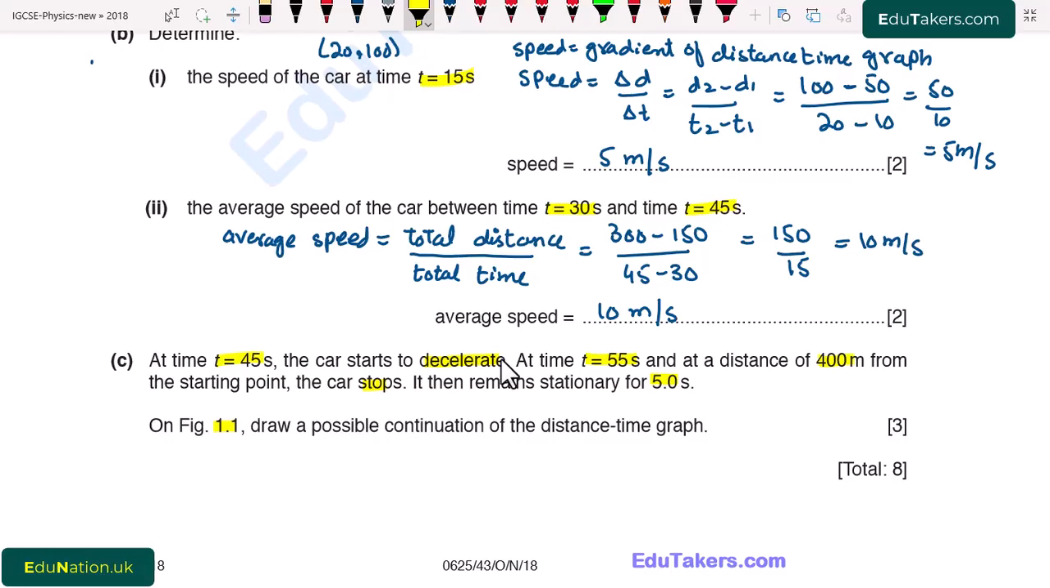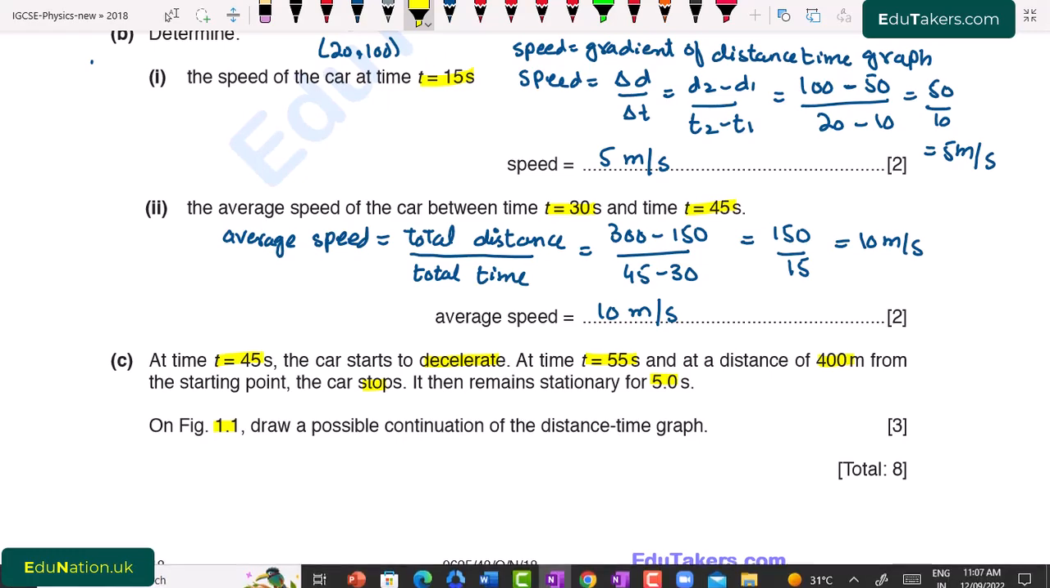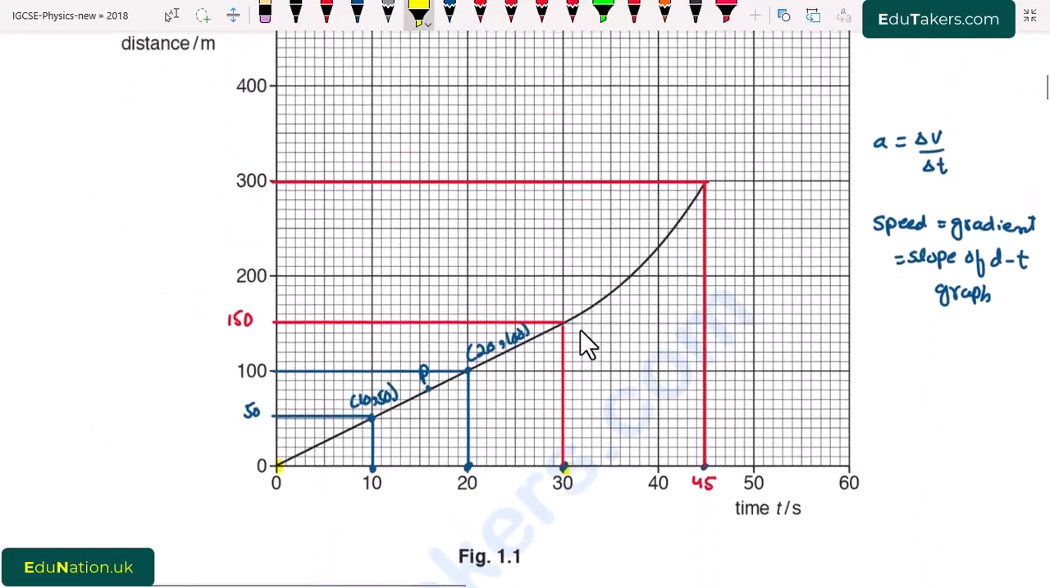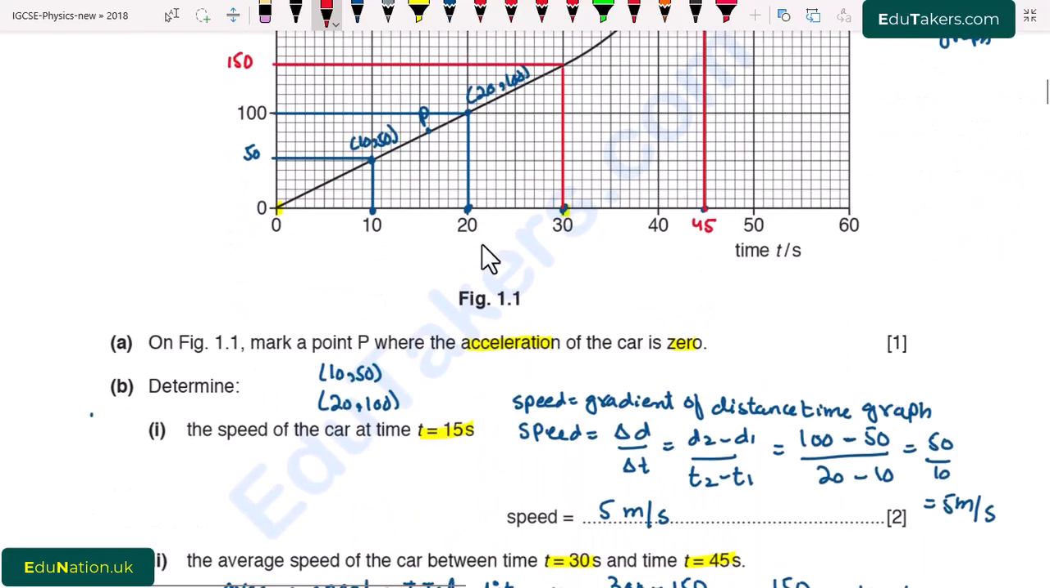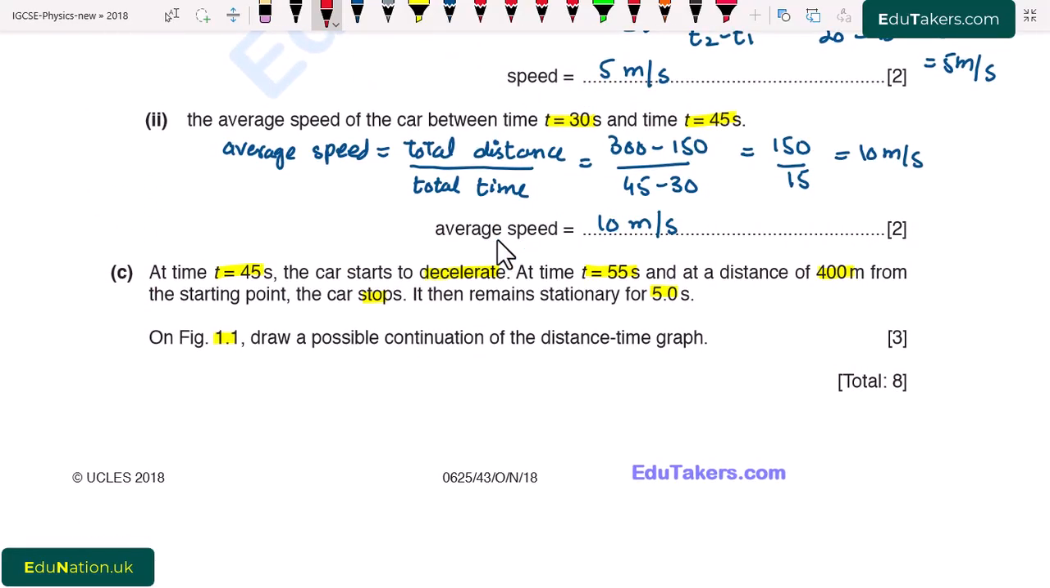So first of all, there are 2 parts. At time t equal to 45, the car decelerates. It means that the speed decreases, and speed decreases means that the gradient decreases. So when I draw it on the graph, we have to draw it up to 400, and from 45 to 55 seconds. Yes, from 45 second to 55 second.